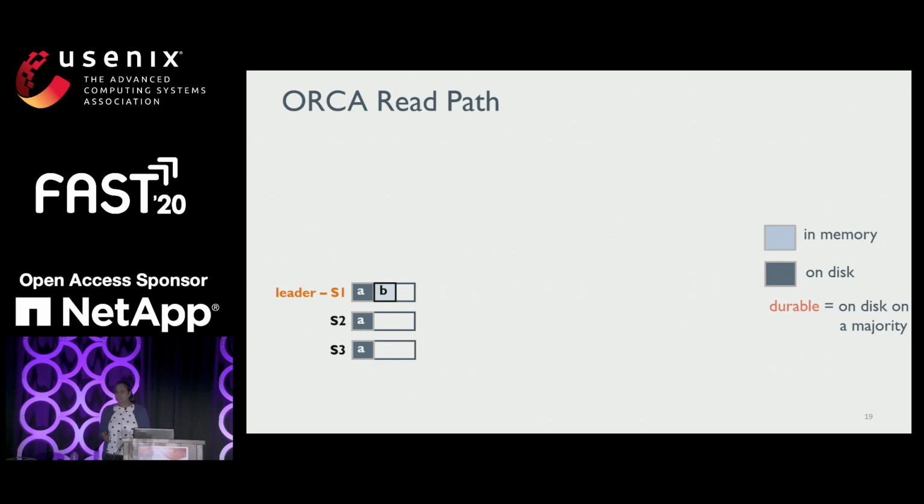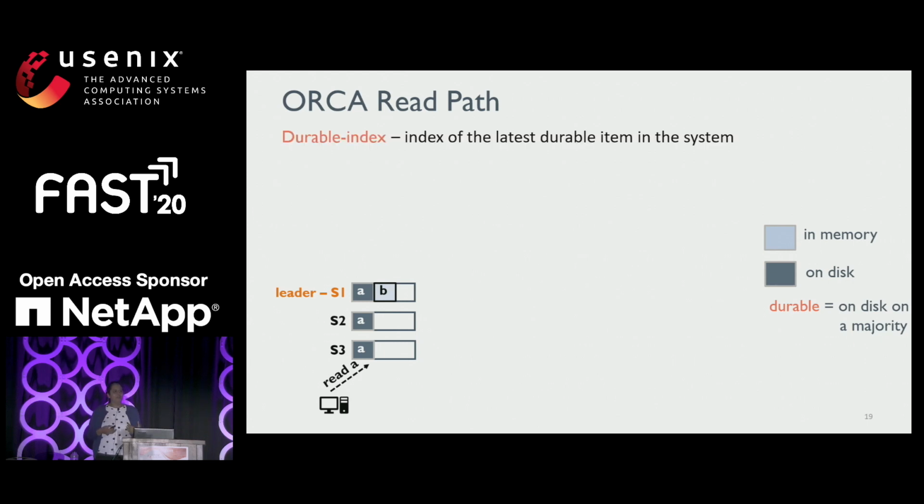So here we have 3 servers and 2 data items, A and B. A is durable because it's present on the disks of at least a majority of nodes. And then B is not because it's just buffered in one node's memory. Now let's say a client wishes to read A. Before serving out this update, we need to check if A is durable or not. So to perform this check, ORCA maintains something called a durable index for the entire system, which denotes the index of the latest durable item in the entire system. Additionally, ORCA also maintains an update index for every item that's present in the system, which denotes the index of the latest update that modified that particular data item I.